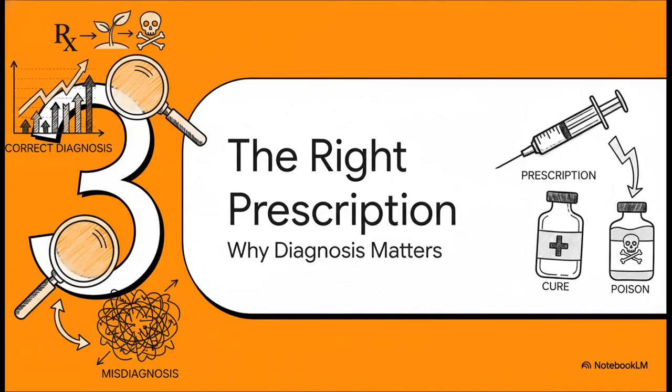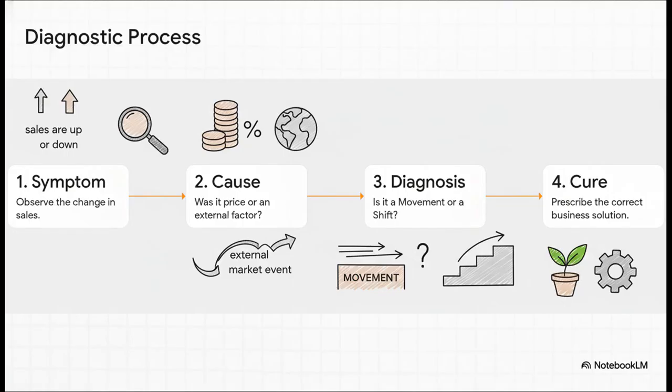Okay, so we have these two very different diagnoses for why sales might change. You might be wondering, why is getting this right so critical? Well, it's because the correct diagnosis leads to the correct prescription. And if you misdiagnose the problem, your cure, it could actually make the patient sicker. This all boils down to a clear 4-step process for you to use.